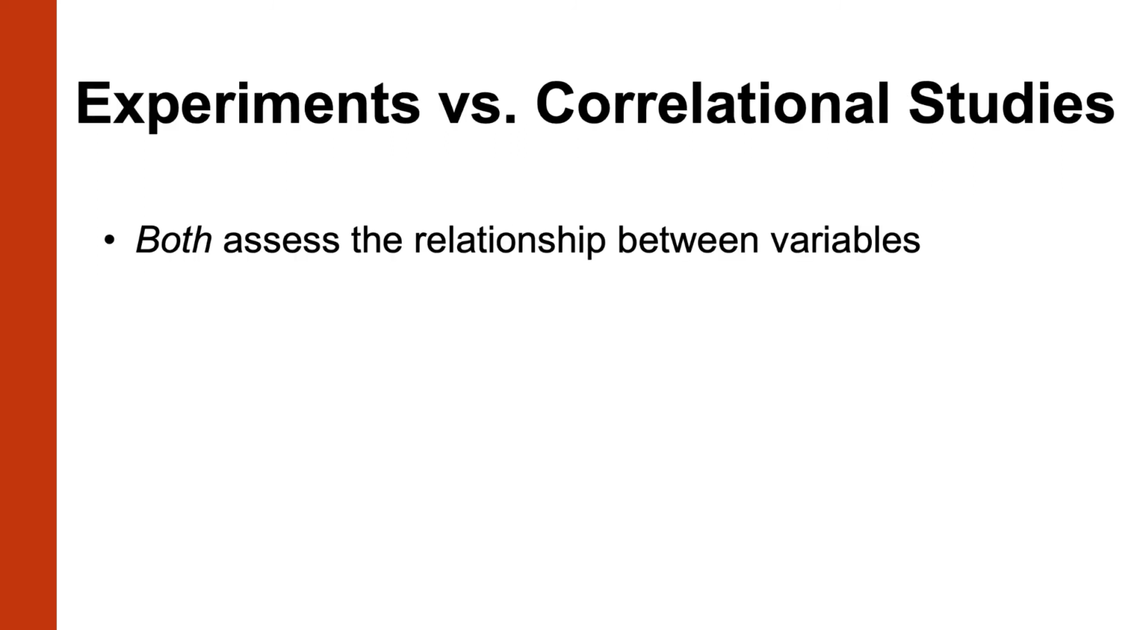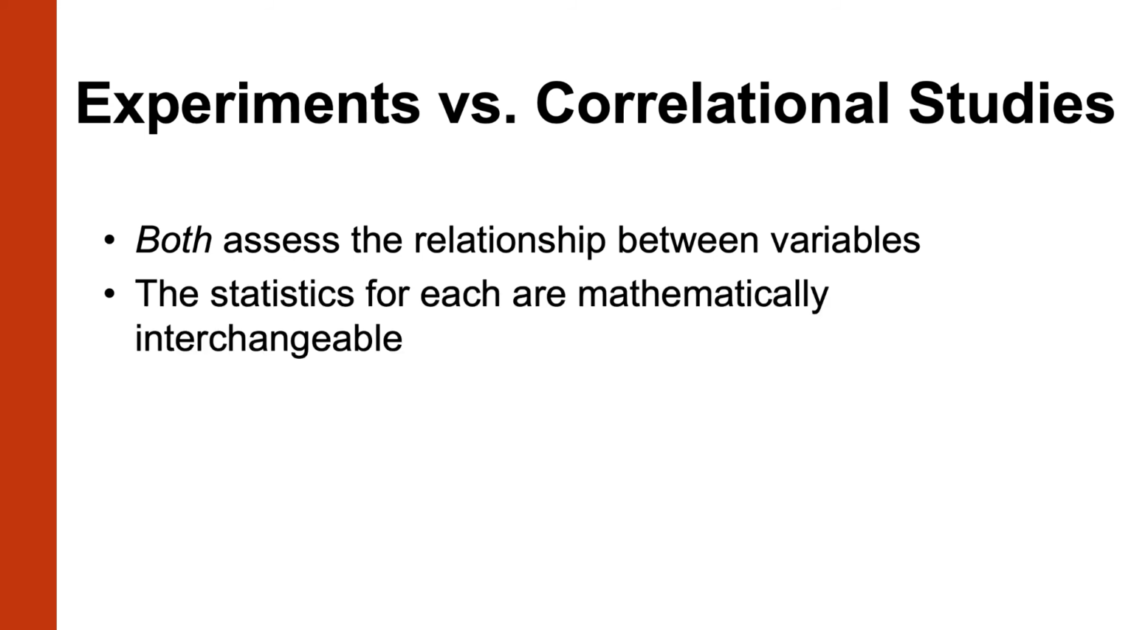Comparing these two kinds of studies, they're very similar in that both can assess the relationship between variables. And not only do both examine the relationship between variables, but the statistics used in each of these designs are mathematically equivalent. The experiment might use a t-test or an ANOVA, whereas the correlational study uses a correlation. It's possible to mathematically convert a t-test into a correlation. So the statistics for each are mathematically interchangeable.